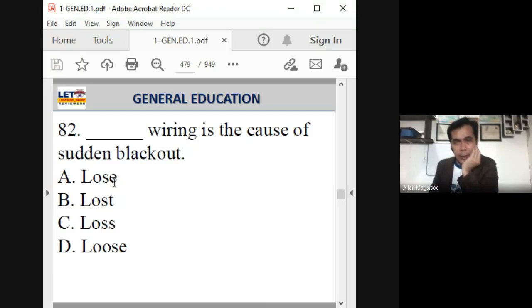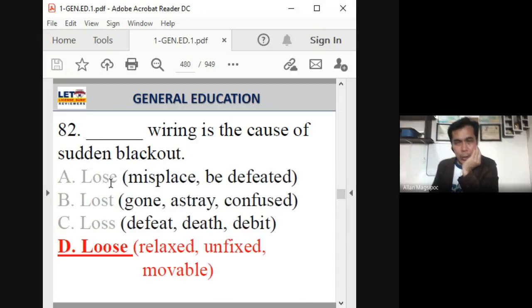Ano ba yung lose na LOSE? Ano yung lost, loss, and loose? Let's look at the meanings. Yung lose, nawala, it could be misplaced, it could be napildi, to be defeated. Yung lost naman, nawala din, past tense ng lose, gone, astray, or confused, parang metaphorical na term, lost ng kanyang idea. Yung loss naman na LOSS, double S, is defeat, death, and utang or debit.